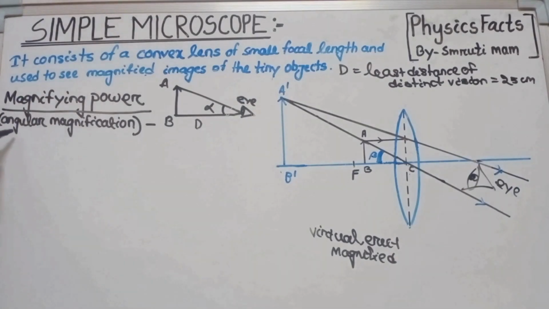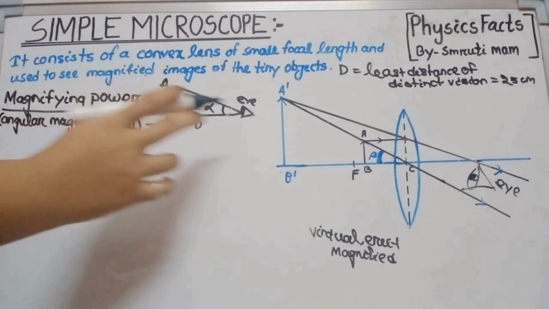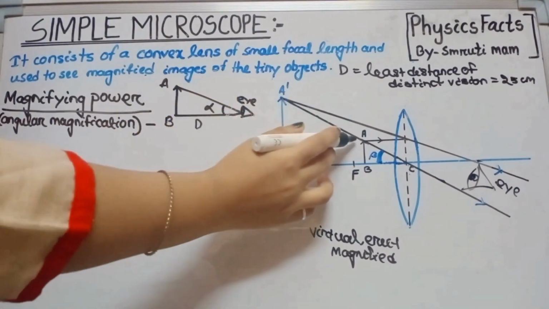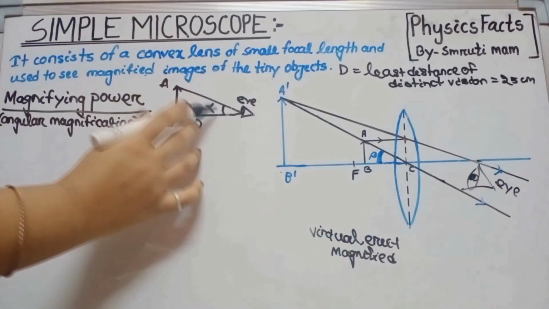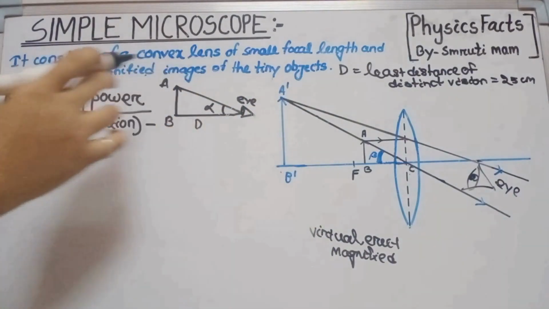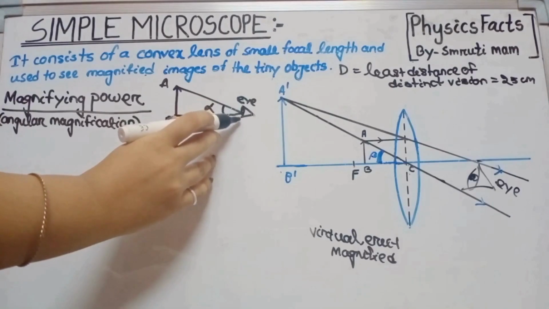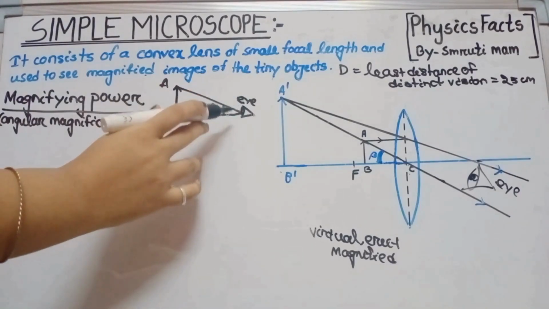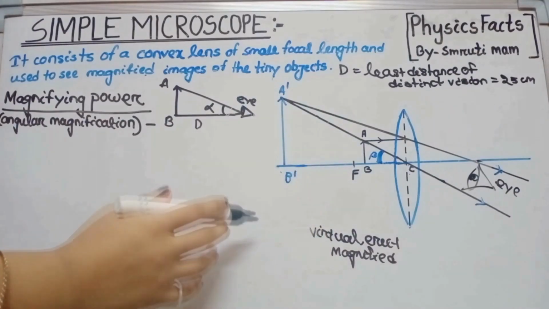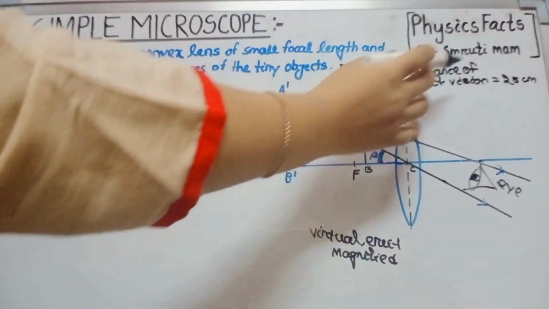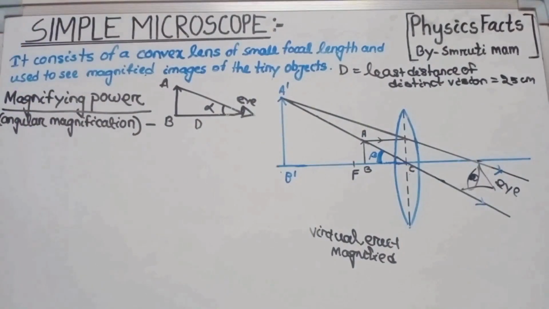So what do you mean by angular magnification? It is the ratio of the angle subtended by the image to the angle subtended by the object at the eye. Then both object and image are at least distance of distinct vision. Both are at least distance of distinct vision.